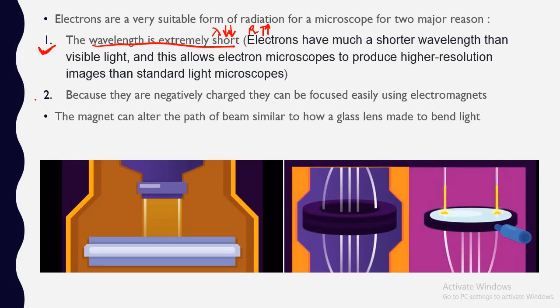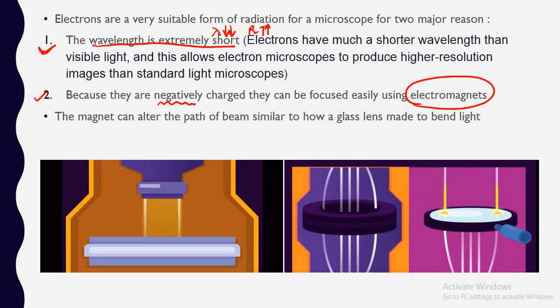The second main reason is, since electrons are negatively charged, they can be focused easily using electromagnets. These magnets can alter the beam similar to how a glass lens bends light. So these are the 2 main reasons why electrons are more suitable. First, they have a shorter wavelength, so the resolution power is high. The relation of wavelength and resolution has already been discussed.